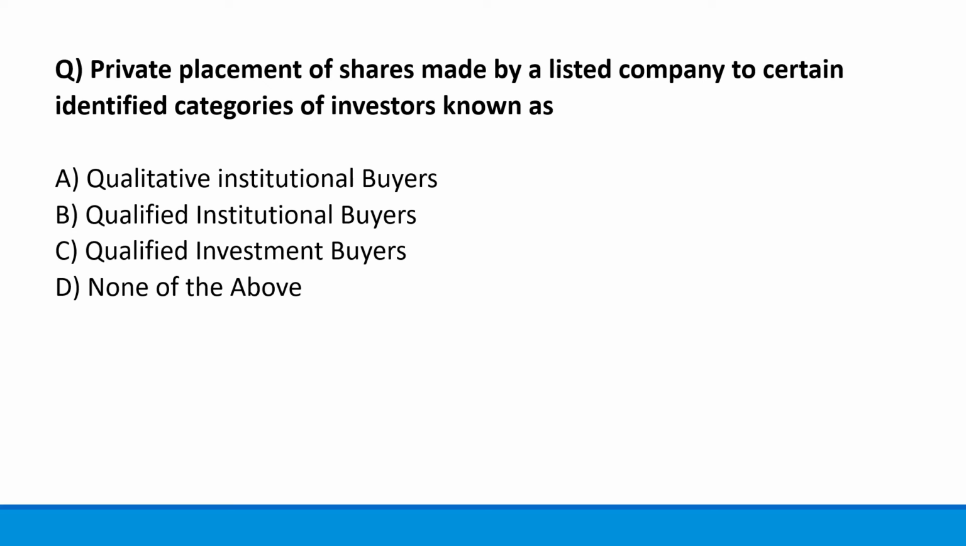Private placement of shares made by a listed company to certain identified categories of investors is known as option A, qualitative institutional buyers. Option B, qualified institutional buyers. Option C, qualified investment buyers. And option D, none of the above. The correct answer is option B, qualified institutional buyers.